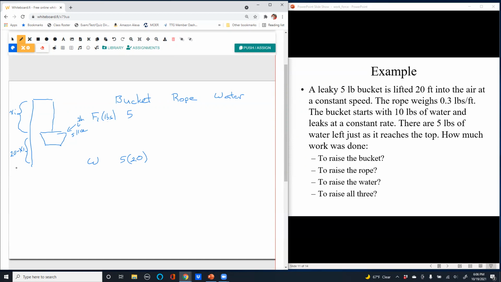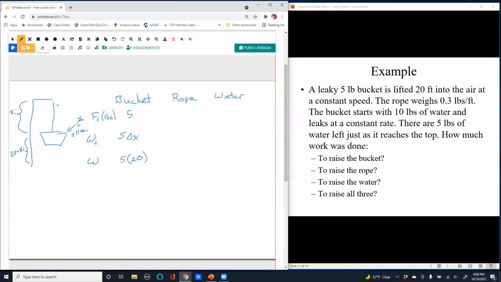All right. Now remember, this is our ith slice. The bucket is right here. W sub I is all of it. How do we move that delta X? Well, that's 5 times delta X, and when we move the whole distance, there's our 20.